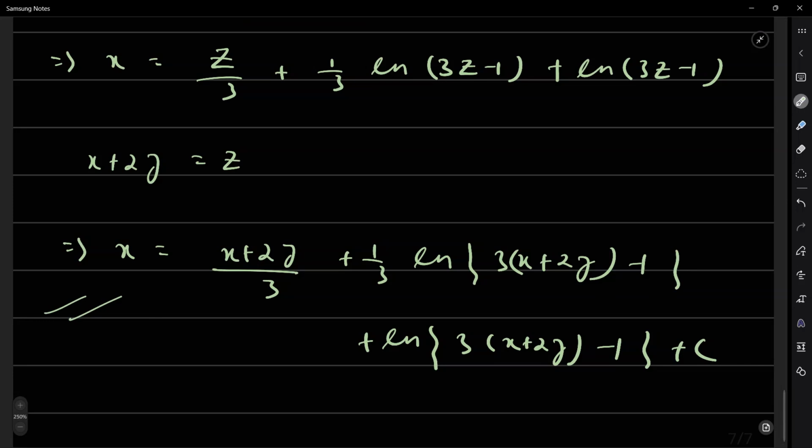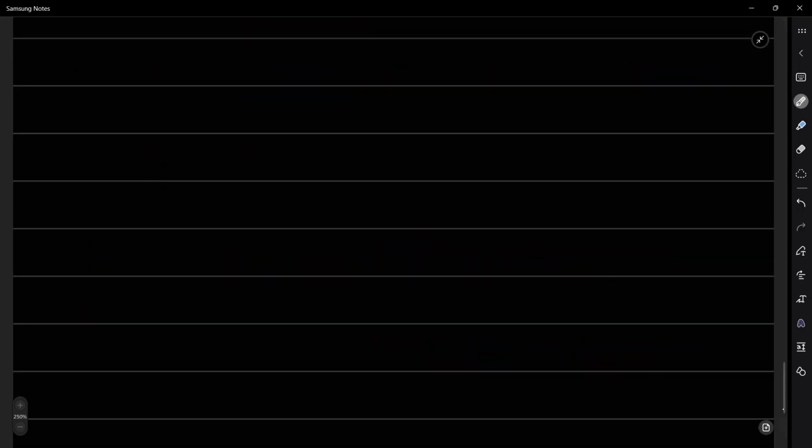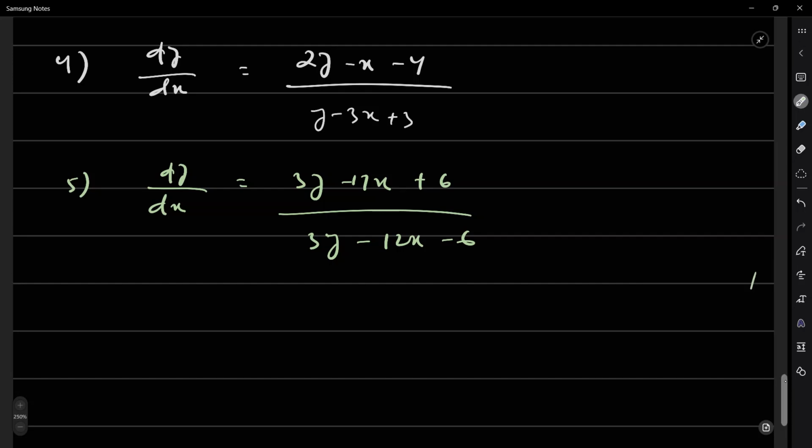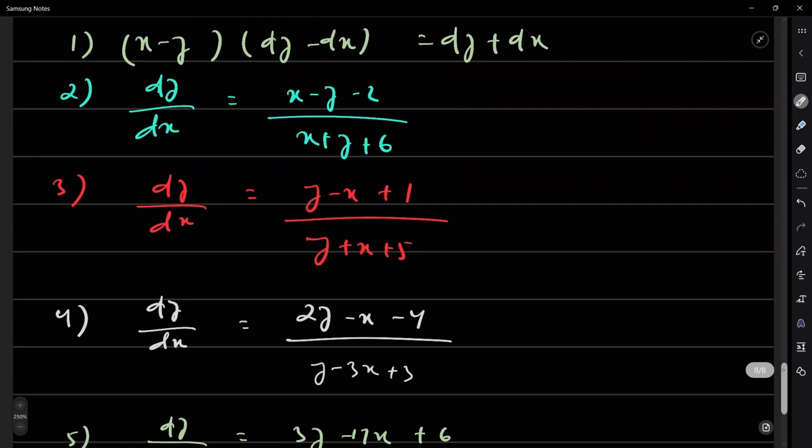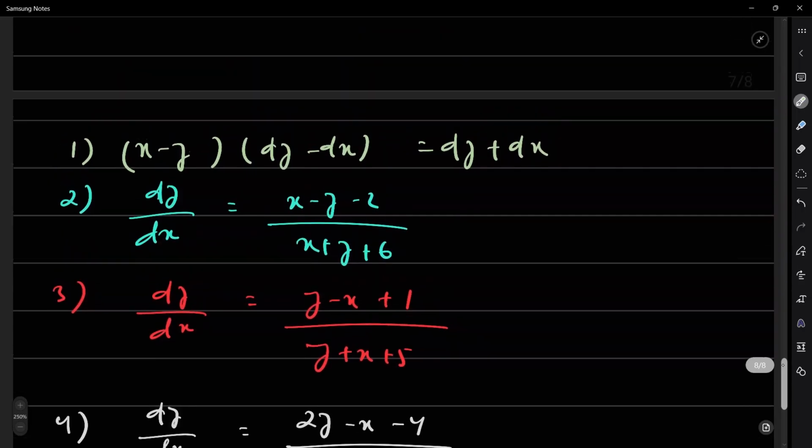Okay, practice more of these questions. Let's give you some questions here. So these are your homogeneous questions you will solve to practice more about the homogeneous methods. That's it.